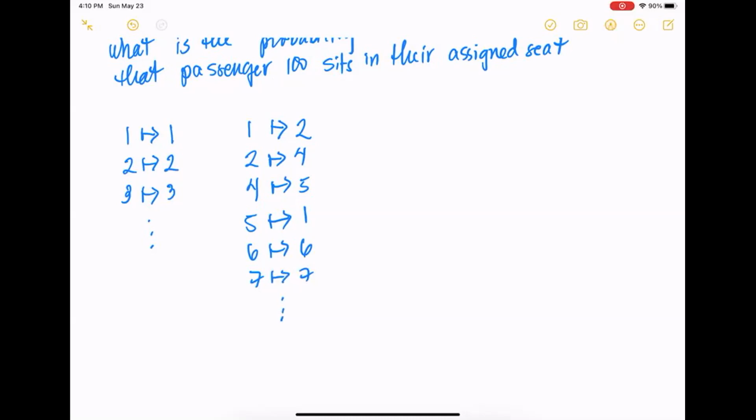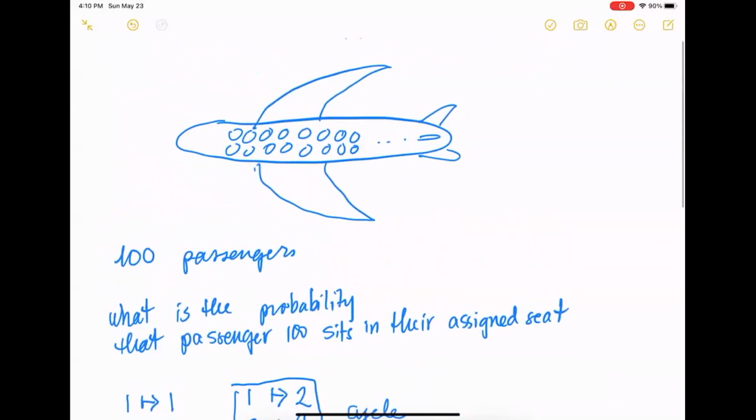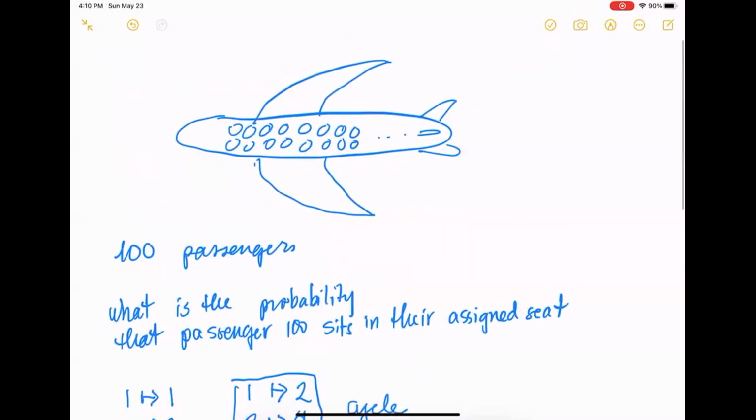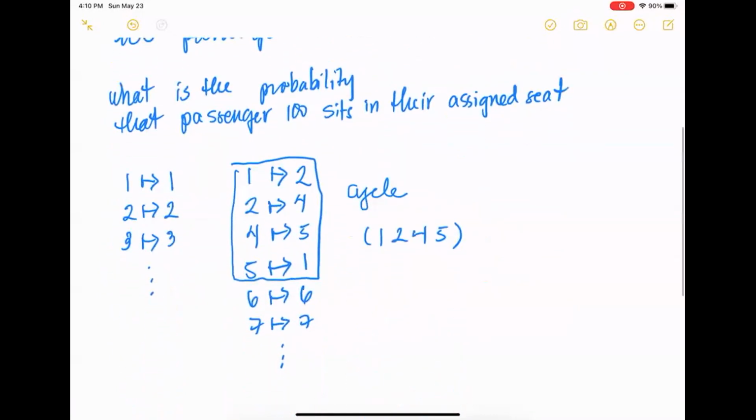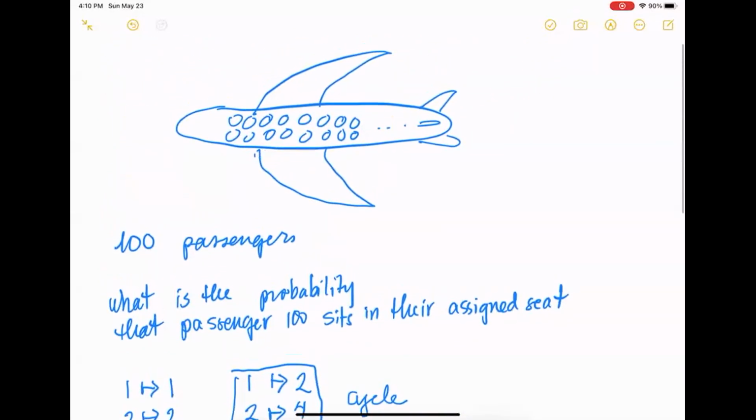But what's happening here? This is a cycle. So we can just write this as 1, 2, 4, 5, and 5 maps back to 1. And so this is just what we were talking about. Now the set of all the possible seating arrangements is a set of these permutations. So now we just have to count how many of these permutations are possible seating arrangements.